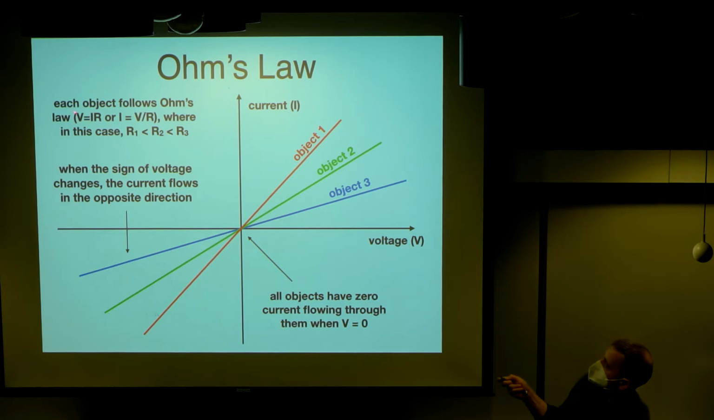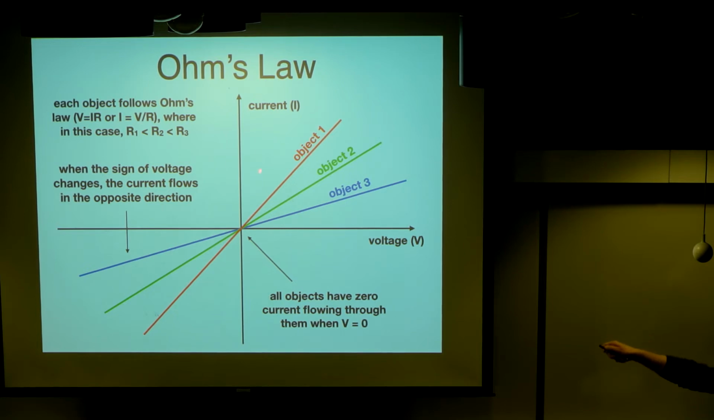So let's take a look at the form of Ohm's law again. V is equal to I times R, right? Well, if we rearrange that just a little bit, it says I is equal to V divided by R. So in other words, if we look at the slope of this line, that's just 1 divided by the resistance, right? Does that make sense?